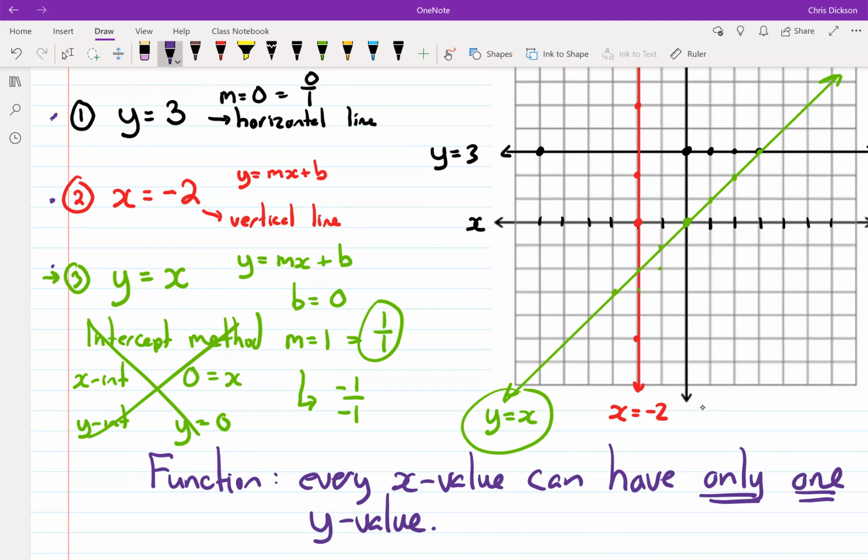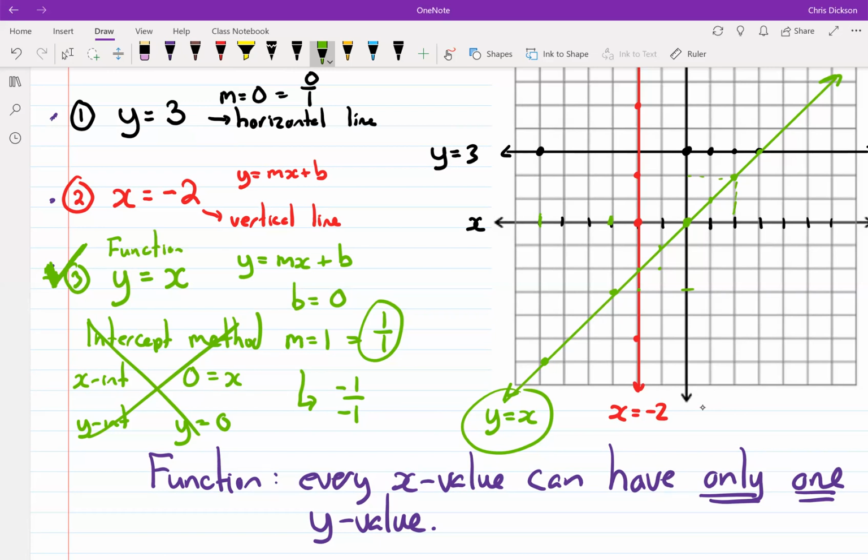Well, if you look at the green graph, every time I look at a point, this x value here has only one y value. This x value here has only one y value. This x value has only one y value, which would be that one right there. And this x value here has only one y value. So the green one is definitely a function. So this is a function.